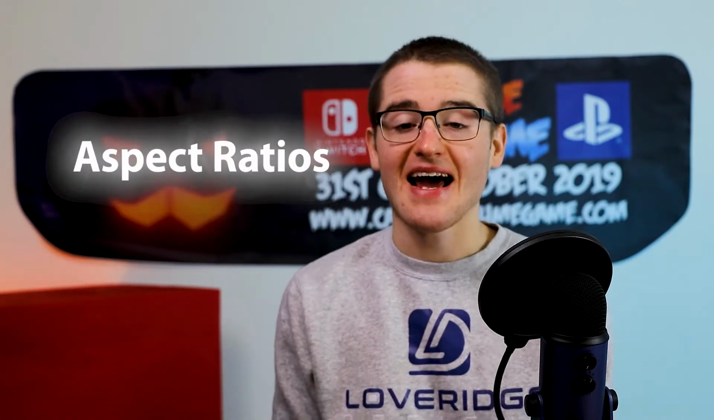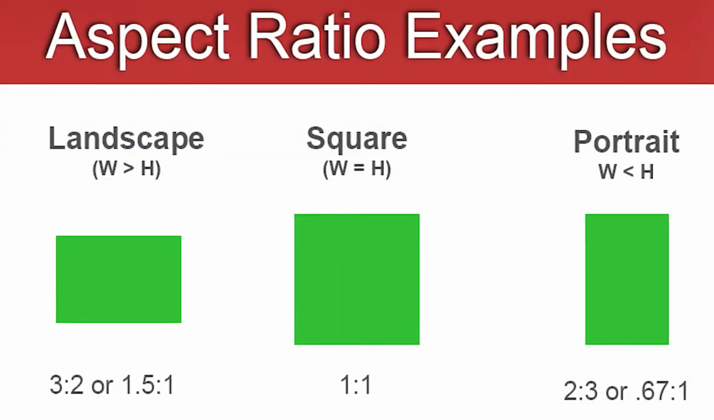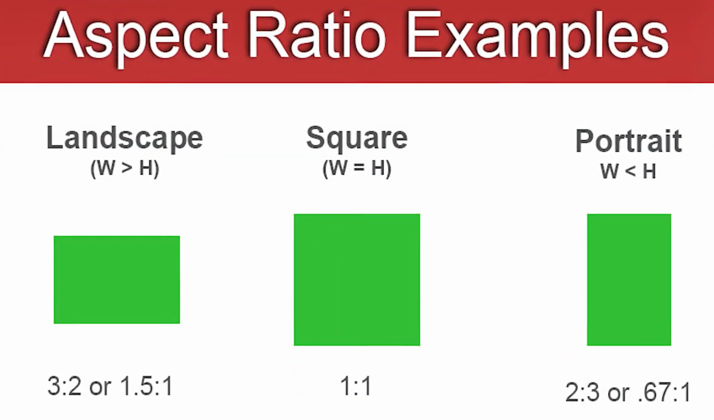This week on Getting Into It with Loveridge Designs, we are going to cover aspect ratios. An aspect ratio is pretty simple. It's the proportional relationship between an image's width and height. Essentially, it describes an image's shape. Aspect ratios are documented as a formula of width to height, like this.